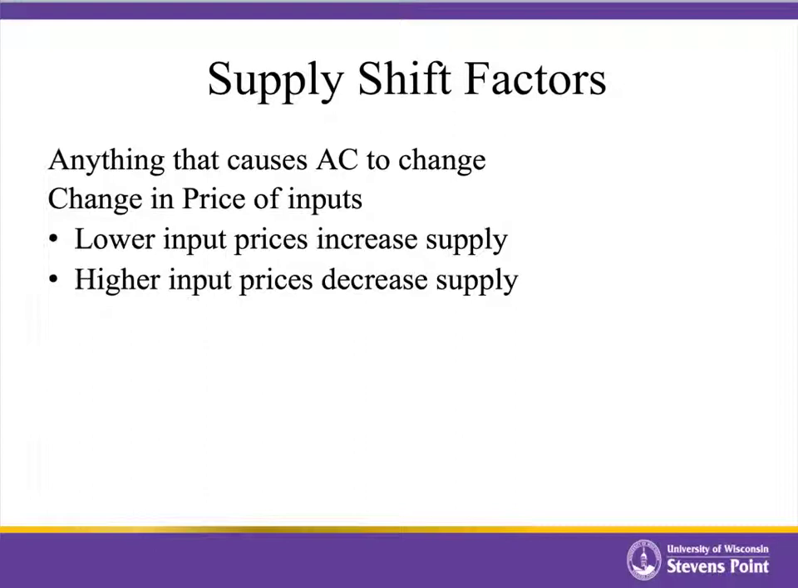So this could be things like changes in the wages that we're paying our workers. If they go down, we see an increase in supply, but if they go up, we're going to see a decrease in supply. Or it might be the cost of the raw materials used in the production process.